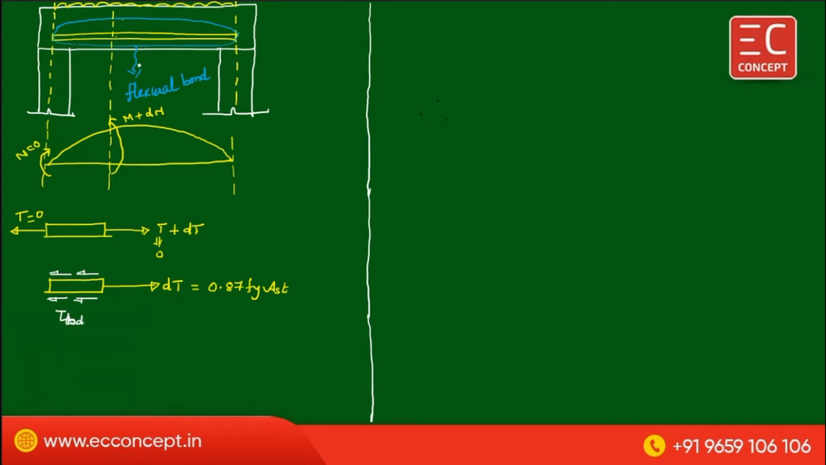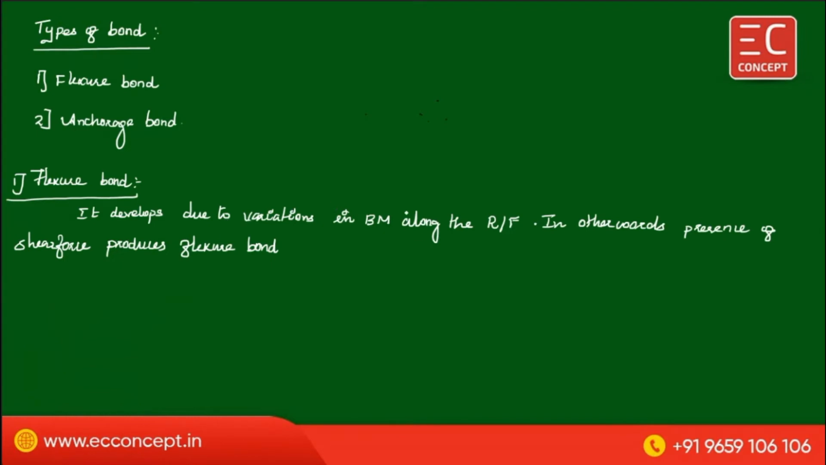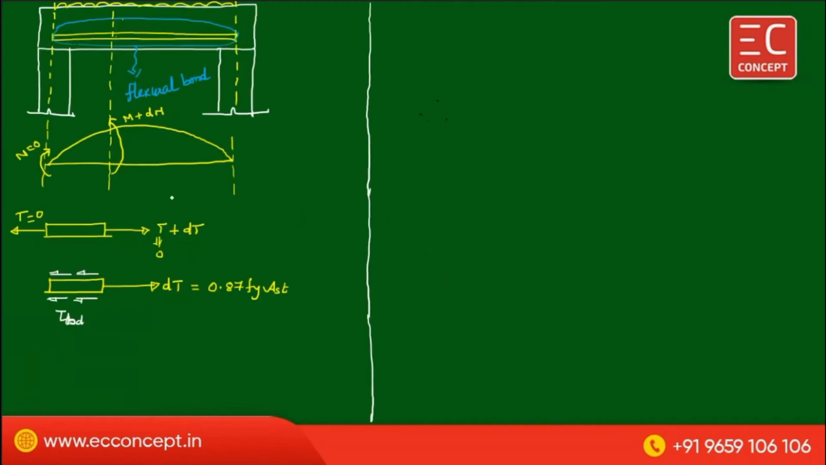Flexural bond comes due to the rate of change of bending moment, which you have to keep in mind. Rate of change of bending moment along the reinforcement. In other words, the presence of shear force produces flexural bond. How can you say the presence of shear force? Since we know that this distance is, for example, dx, what is the variation of bending moment between these two? dM by dx equals shear force. This is the answer. I hope you understood.